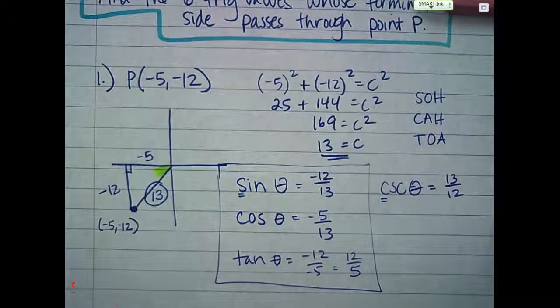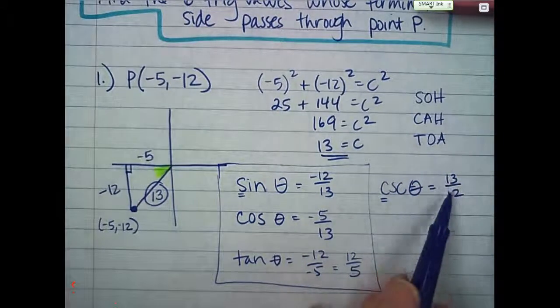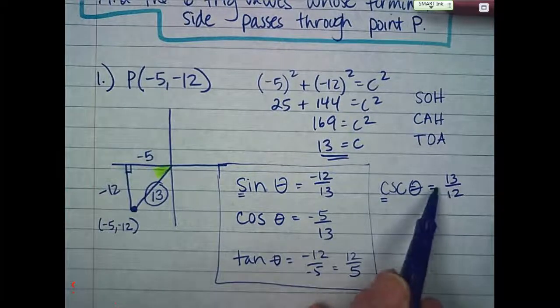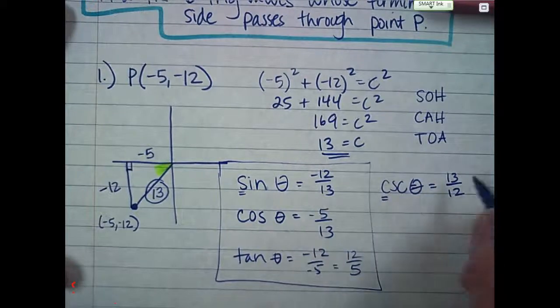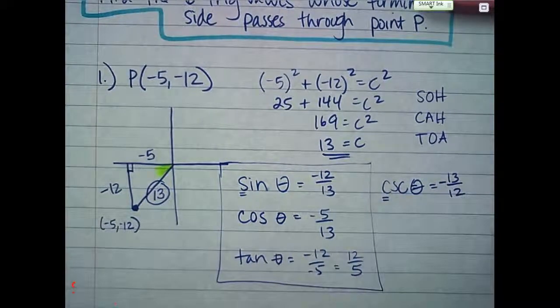Now, kids get confused about the negative. You can put the negative with the 13, you can put the negative with the 12, or you can put it out front. It doesn't matter. If sine is negative, its flip is also negative. Where you put the negative doesn't matter.